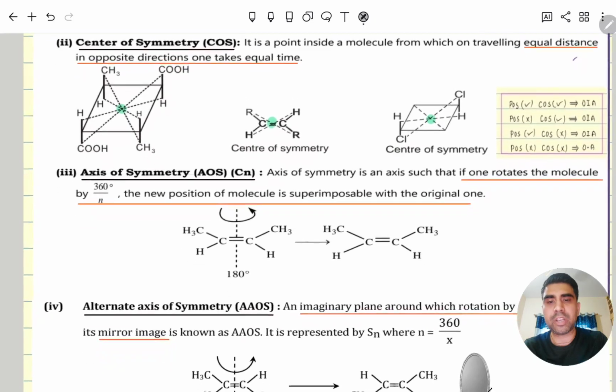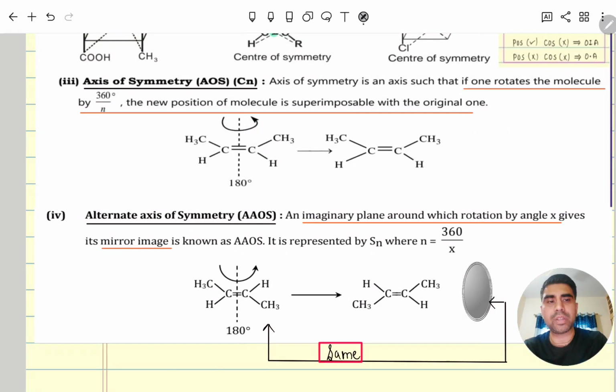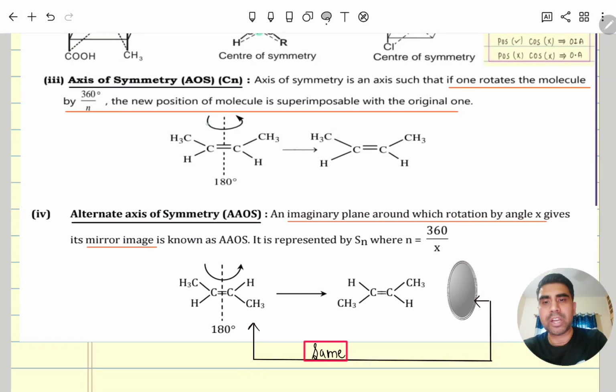In addition to these symmetrical elements, we will study axis of rotation. What is axis of rotation? When you rotate the molecule by a certain angle about a certain axis, the orientation of the molecule which comes after rotation is the mirror image, meaning 100% it will overlap this one. So here we can see if one rotates the molecule by 360 by n, then the new position of the molecule is superimposable on the original one, means this one will superimpose 100% on this molecule.